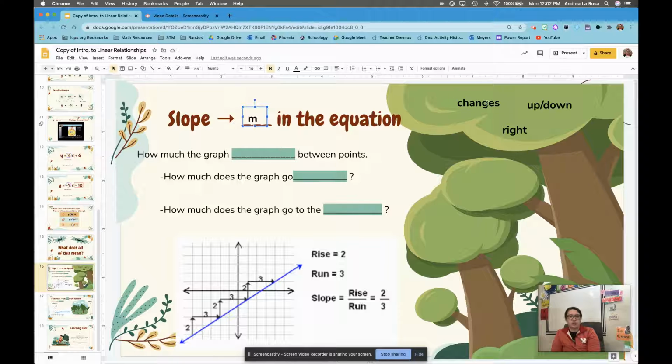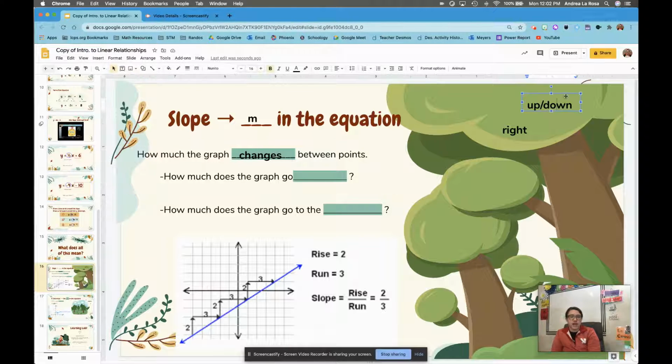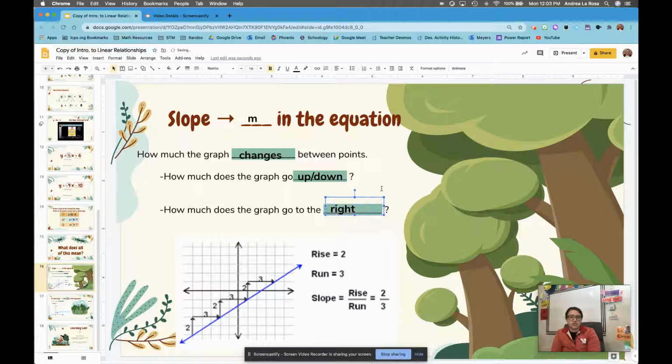Slope is how much the graph changes between points. So first we want to think how much the graph goes up or down. And then we think how much it is going to go to the right. We see on that graph down at the bottom, we go up 2 to the right 3, up 2 to the right 3, up 2 to the right 3.